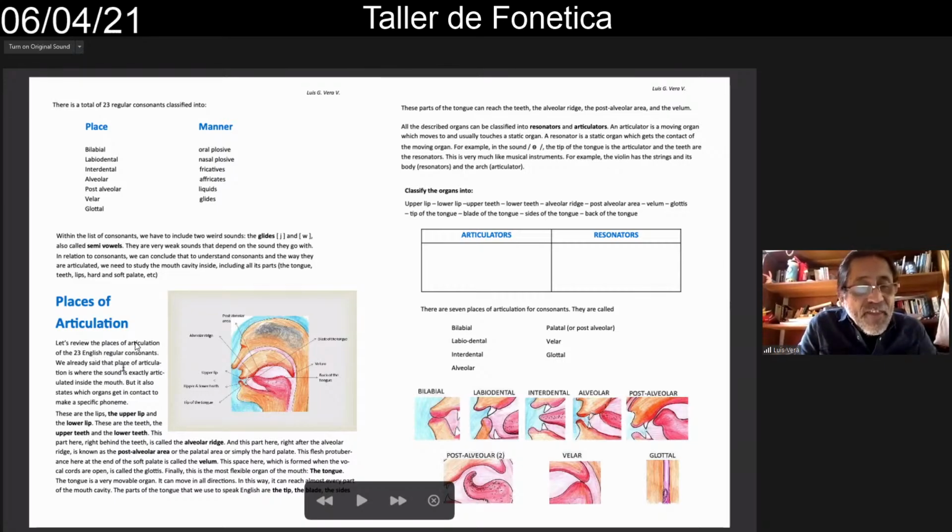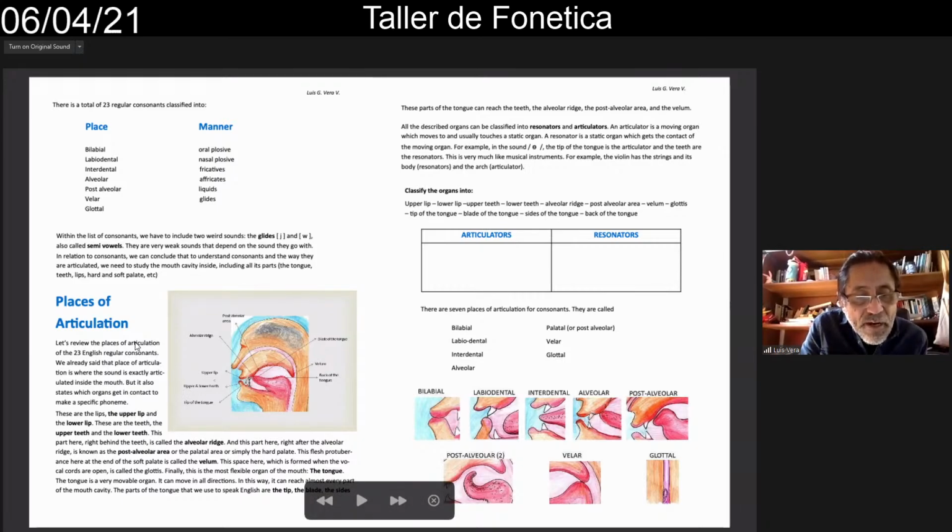We already said that place of articulation is where the sound is exactly articulated inside the mouth, but it also states which organs get in contact to make a specific phoneme. Remember the word phoneme? Yeah, the last sound. These are the lips, the upper lip and the lower lip. These are the teeth, the upper teeth.